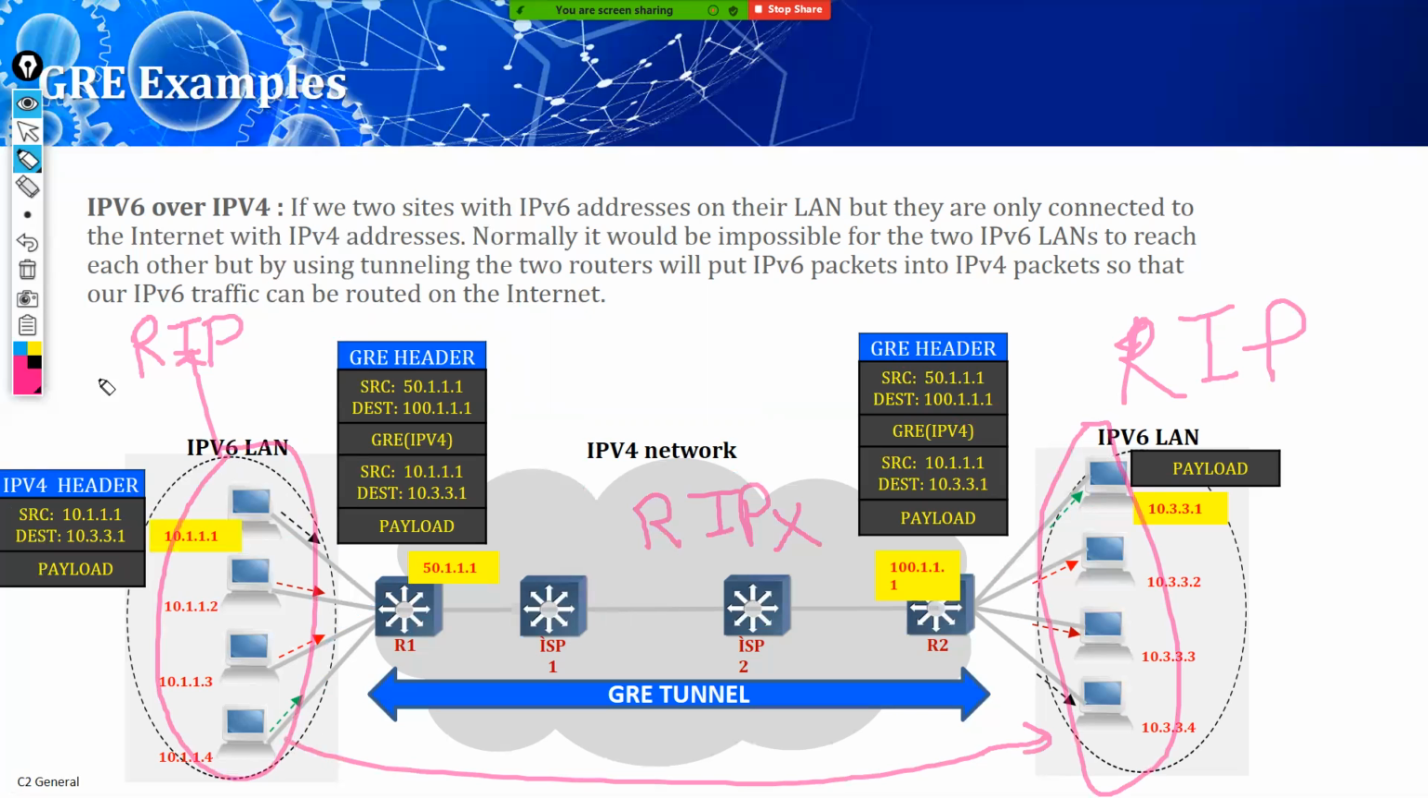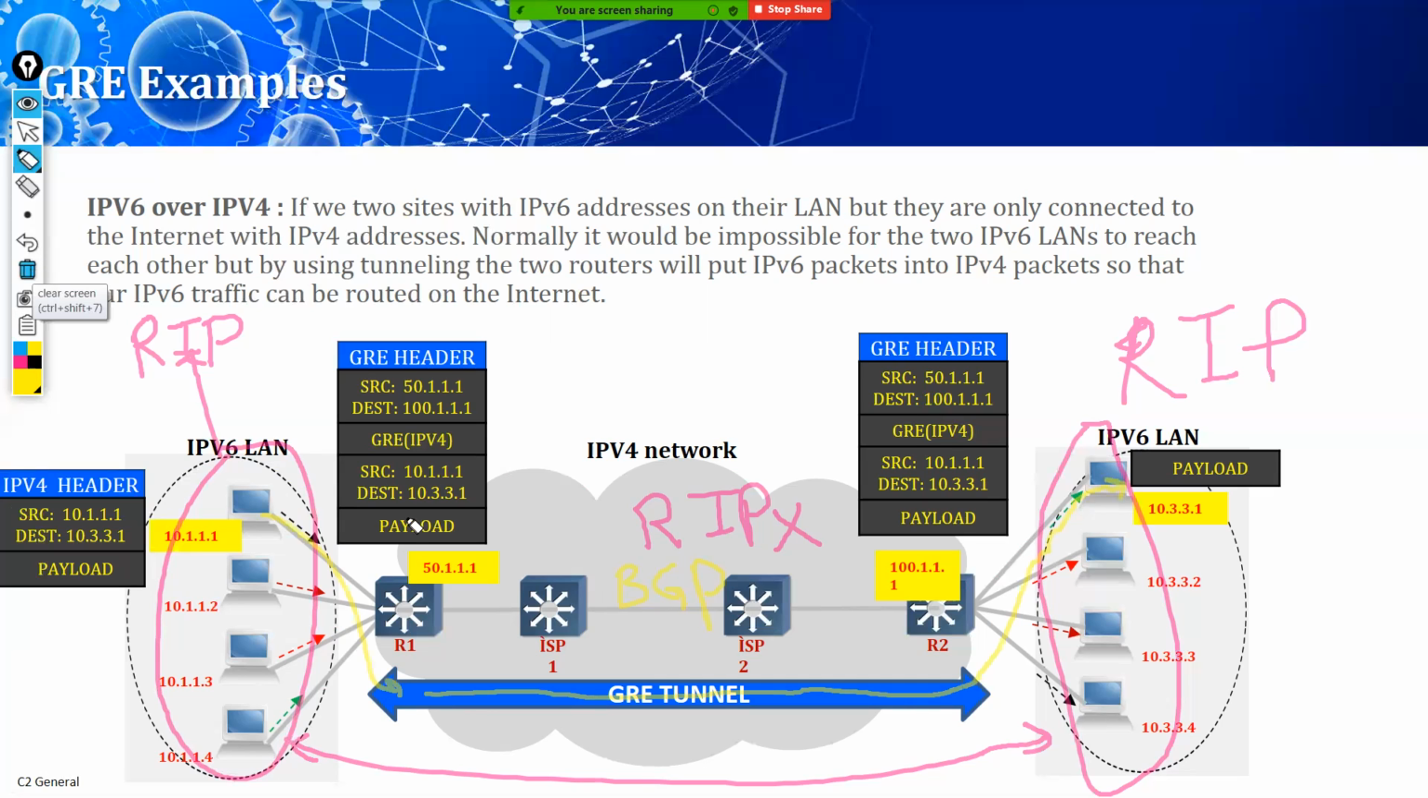In the IPv4 network, let's say BGP is running. These routers don't support RIP, and RIP cannot run on top of BGP. So what are we going to do? Again, the tunnel is there. We encapsulate the RIP packet inside this tunnel, and within the tunnel the packet goes from router 1 to ISP1 to ISP2 to R2. Then the packet will be decapsulated, and then it will reach the far end.